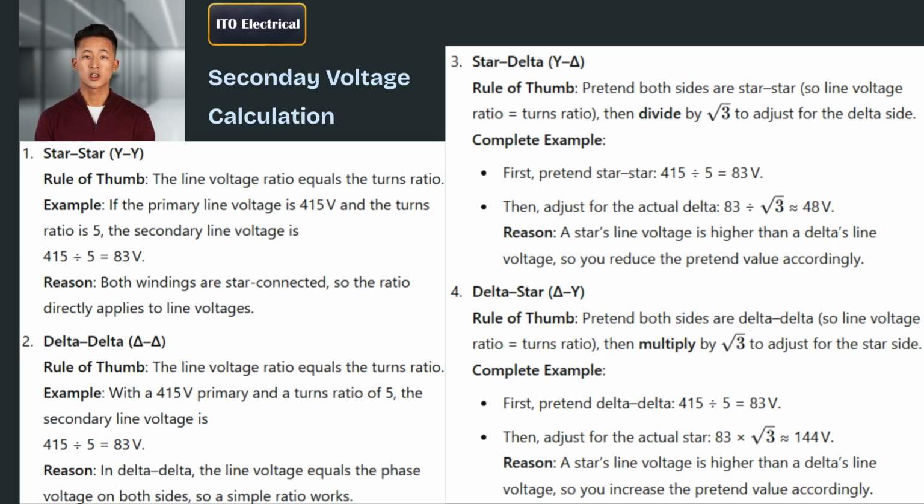In star to delta, first pretend both sides are star to star. That gives you 83 volts. Then, because the actual secondary is delta, you divide by the square root of 3 to end up with about 48 volts. Finally, in delta to star, start by pretending both sides are delta to delta, giving you 83 volts. Then switch to star by multiplying that number by the square root of 3, landing at around 144 volts.